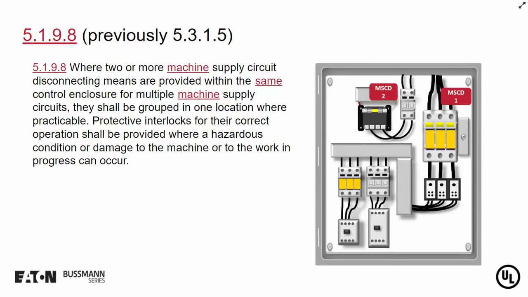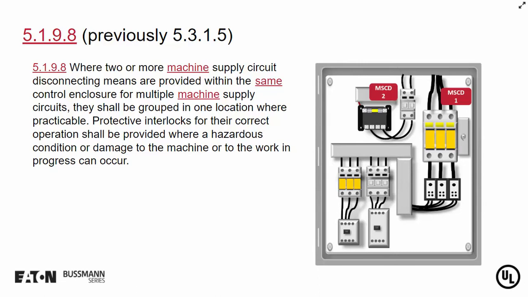This section requires the machines with more than one supply circuit disconnecting means within the same enclosure to be grouped in one location and have protective interlocks for their correct operation if a hazardous condition or damage to the machine or work in progress can occur.